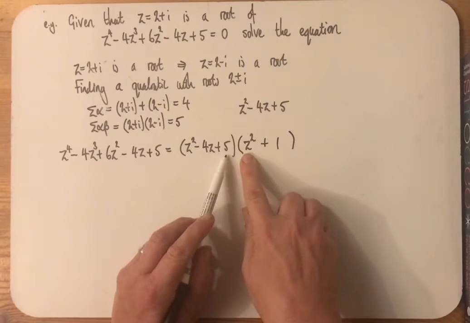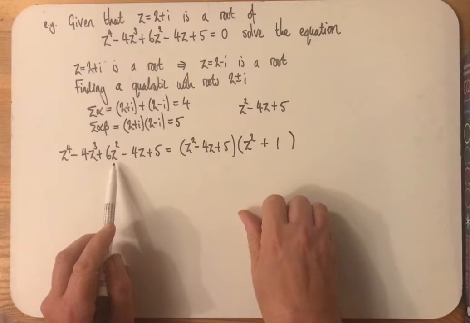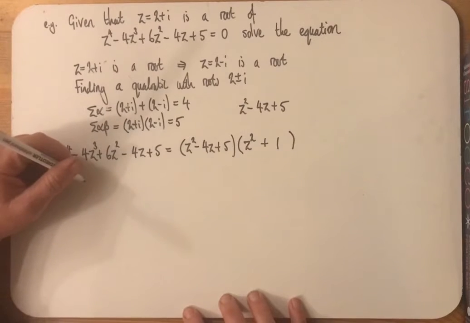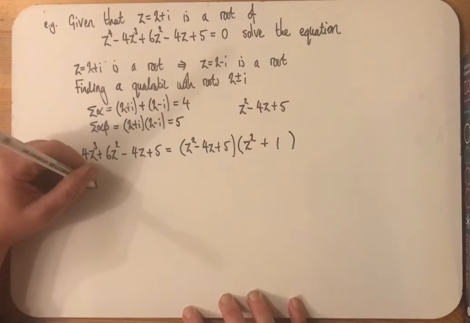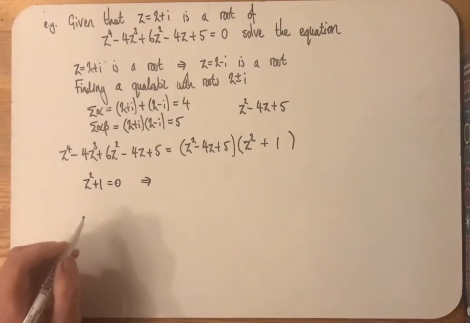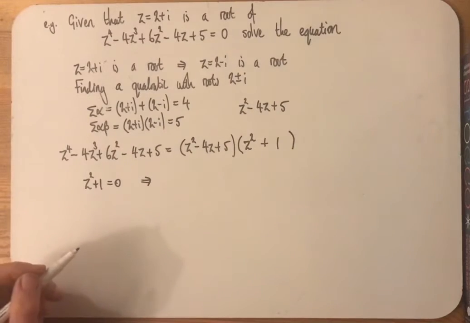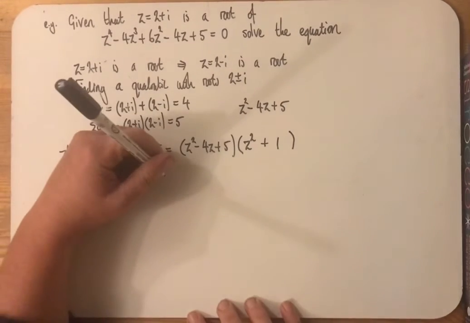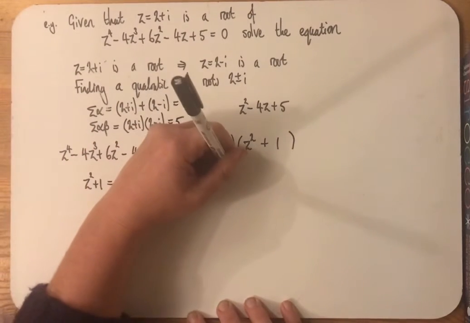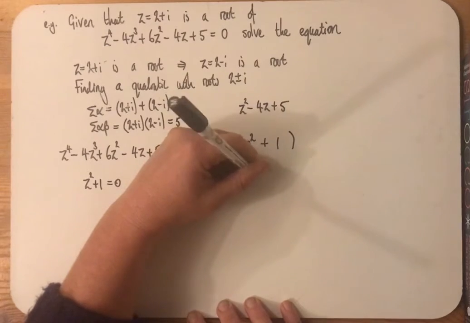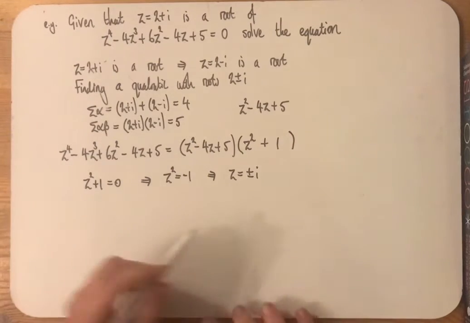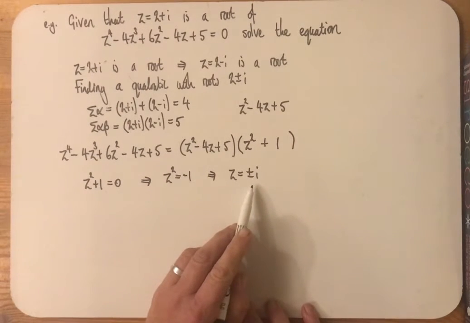So you've got 5z squared plus z squared is 6z squared, minus 4z minus 4z. And then z squared plus 1 equals 0. It's possible you'd need to use the quadratic formula here. It may factorise and give you real roots. This one here is nice and easy to solve. So z squared equals minus 1 and z is equal to plus or minus i. So remember the plus or minus when you square root, and then you've got your complex conjugate pair as well.